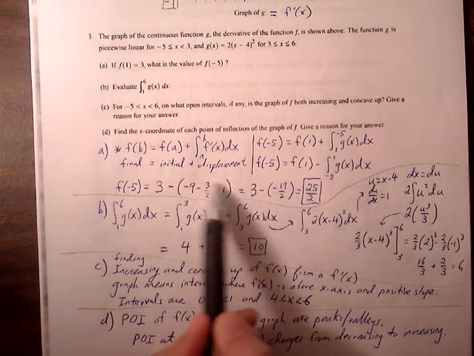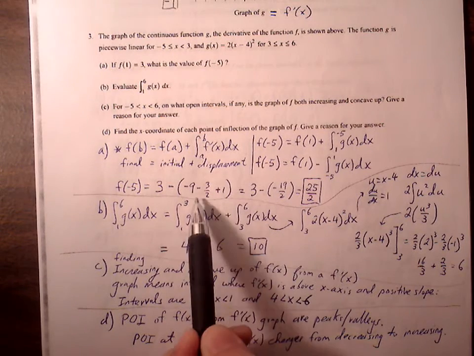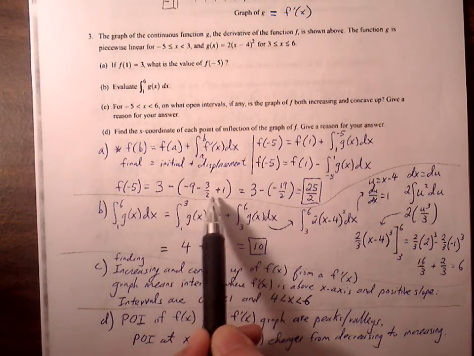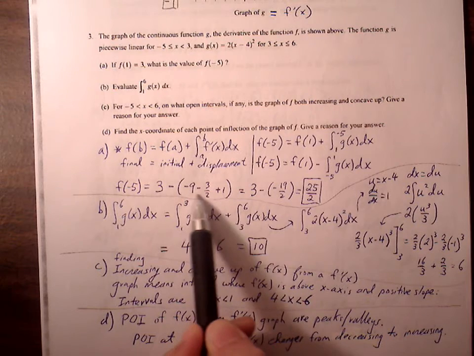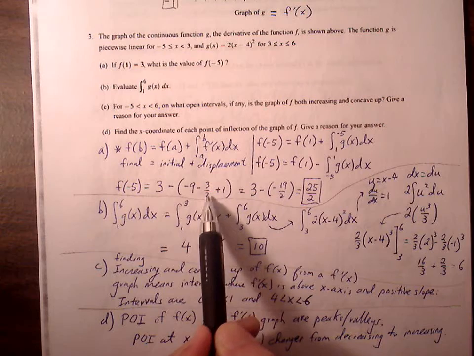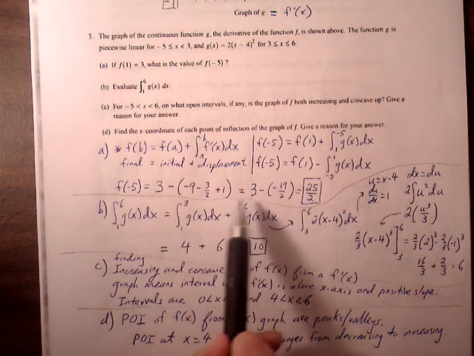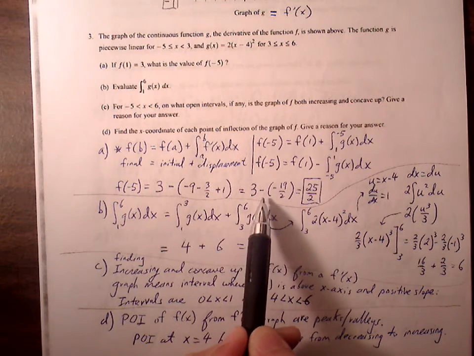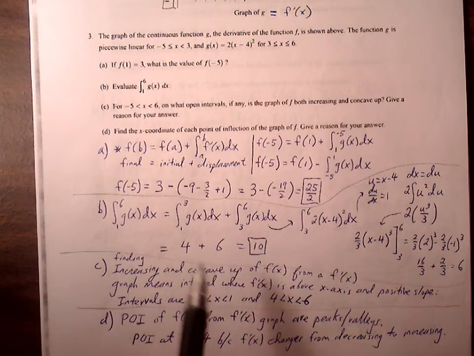So I'll put it all in place of the integral from negative 5 to 1. There's negative 9, there's negative 3/2, there's plus 1. Combine those together, and this results in negative 19 over 2. There's another negative out in front, so the two negatives become positive. So 3 plus 19 over 2 gives us 25 over 2.